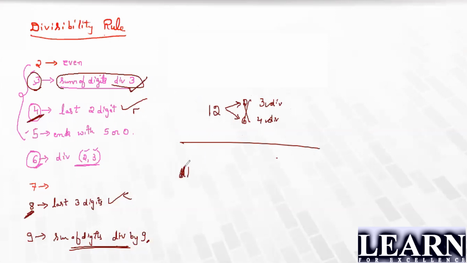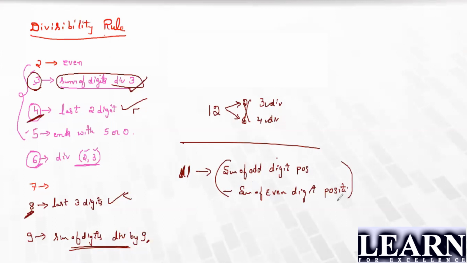Yes, one last thing I'll take out: divisibility by 11. I'll finish it here itself. Divisibility of 11. What you have to do is take the sum of digits at odd positions, it's not the number, the odd digit positions, minus the sum of digits at even positions. I'll take one example. So this should be divisible by 11.